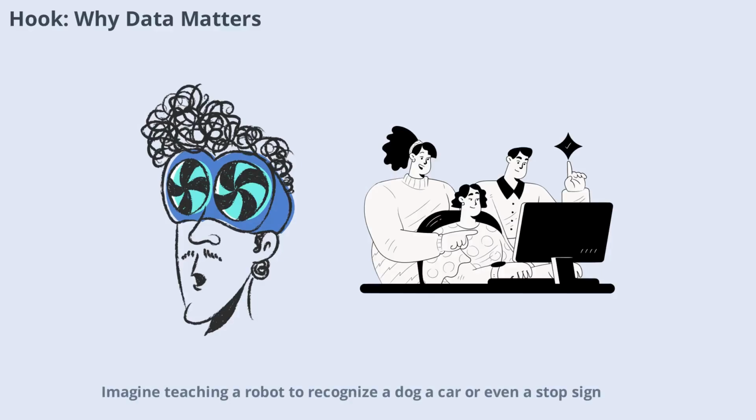Imagine teaching a robot to recognize a dog, a car, or even a stop sign. But how does it learn? The answer is data labeling, the secret ingredient behind smart AI. In the next few minutes, we'll reveal how data labeling powers everything from self-driving cars to chatbots and why it's the backbone of modern artificial intelligence.